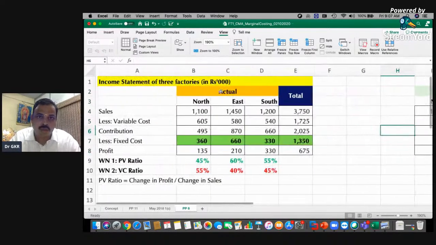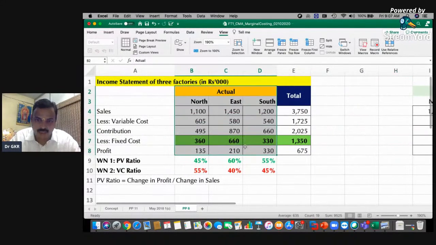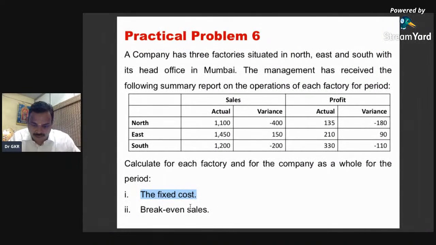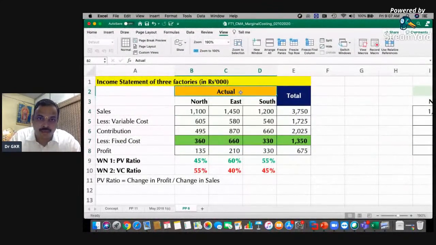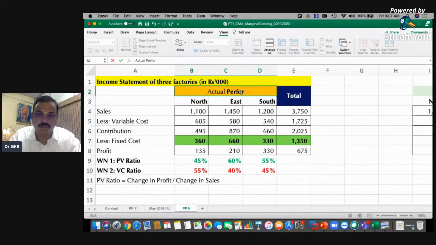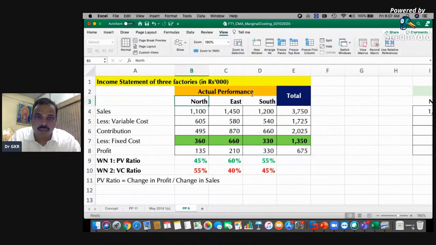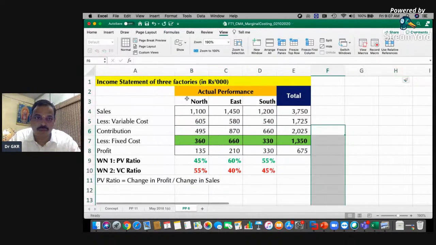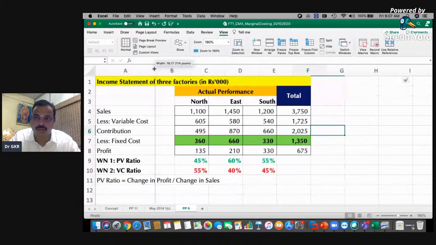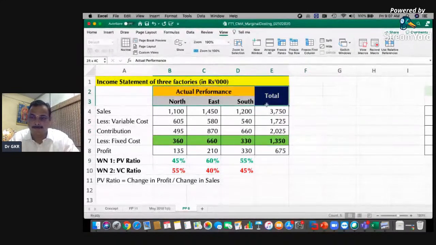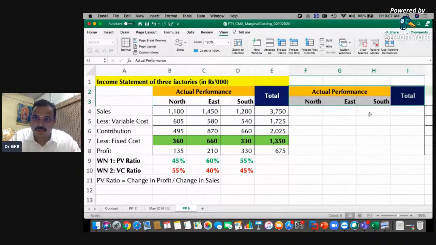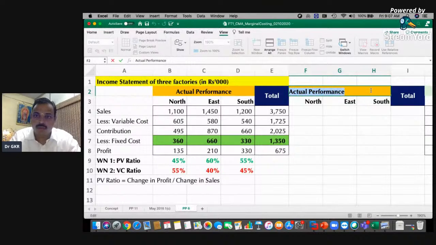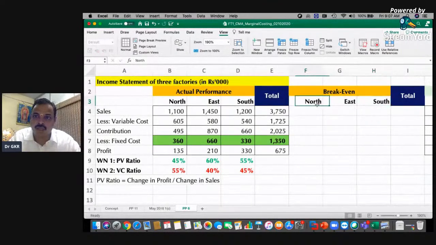So now you want to find the break even. Okay, so break even, what he says, for each factory find break even sales and also break even sales for the company as a whole. So this is actual performance. Okay. Now total I want to find. So I will add one more column. Yes. So what I will do, I will now find the break even. This is break even of north, east, south.